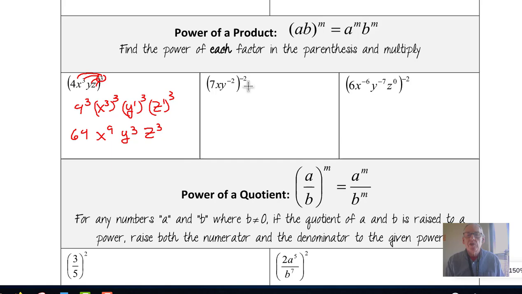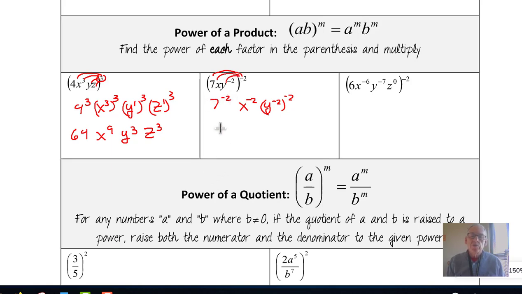Here we have one with a negative exponent. So we're going to use our same rule, but then at the end, to get rid of the negative exponent, we're going to move it to the opposite side of the fraction. So we have 7 to the minus 2 power. We have x to the minus 2 power. We have y to the minus 2 to the minus 2 power. So this minus 2 power has been distributed over everything inside the parentheses.